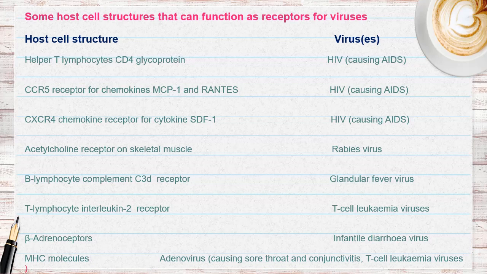Rabies virus interacts with the acetylcholine receptor located on the skeletal muscle. Glandular fever virus interacts with the C3D receptor situated on the B lymphocytes. The T cell leukemia viruses interact with the interleukin 2 receptor on the T lymphocytes. Infantile diarrhea viruses interact with the beta adrenoceptors, whereas adenovirus, which causes sore throat and conjunctivitis, and the T cell leukemia viruses act through the major histocompatibility complex molecule.